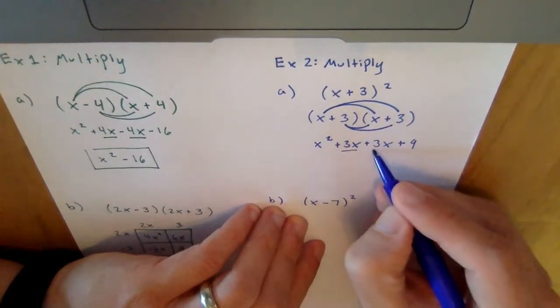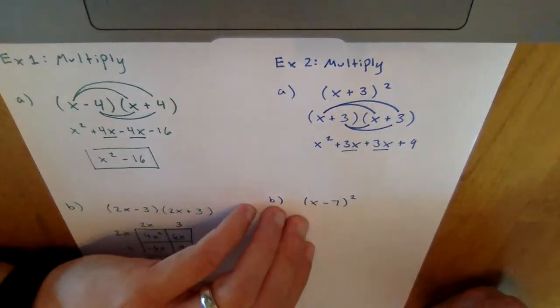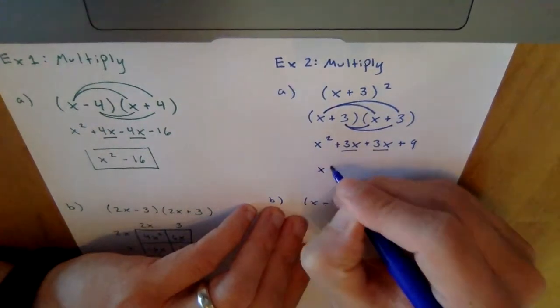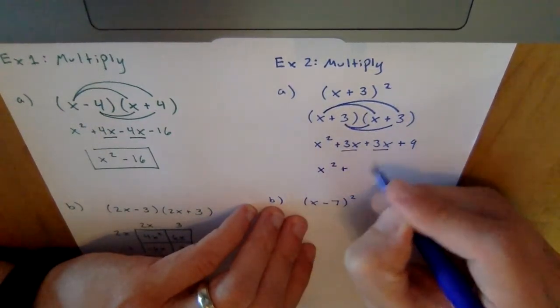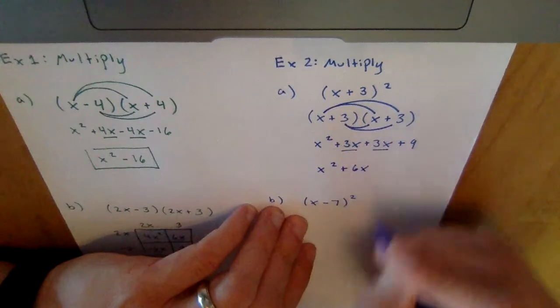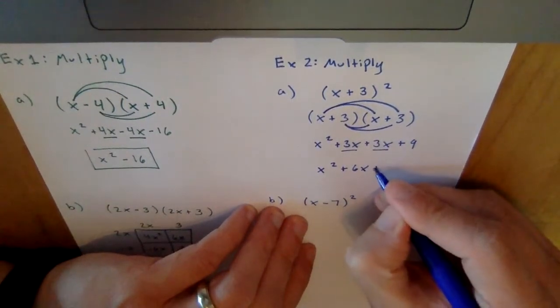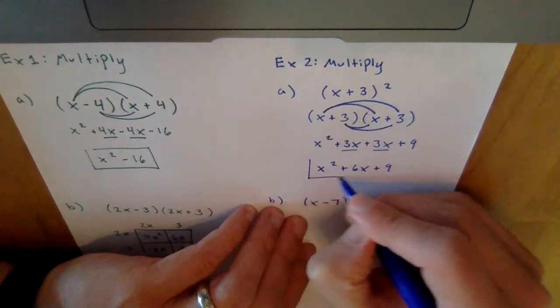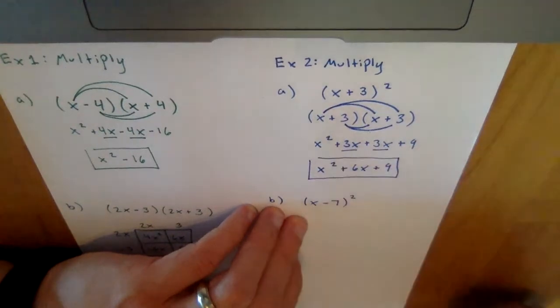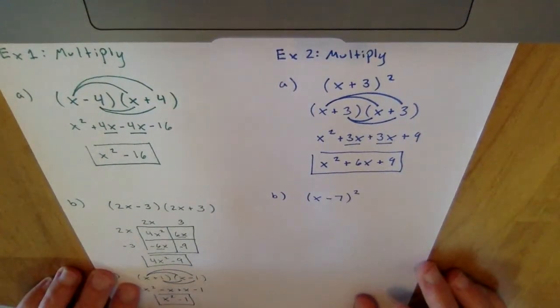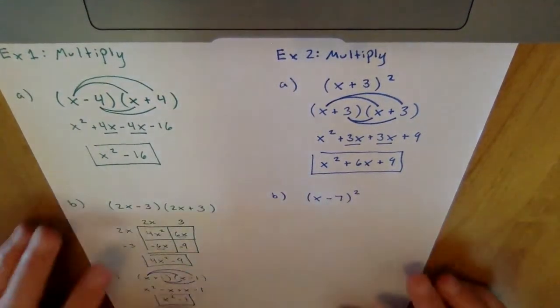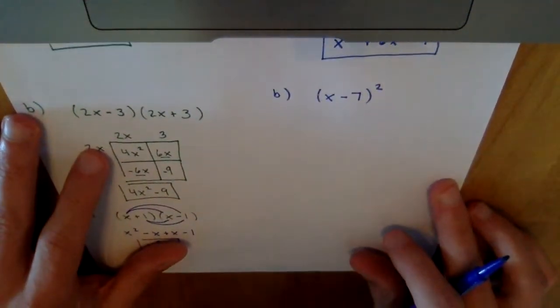Again, notice I have some like terms here, except this time they're not opposites, they're the same. So I have x squared plus, this would give me 6x, right? 3x and 3x is 6x, plus 9. And now I'll go down to letter B.